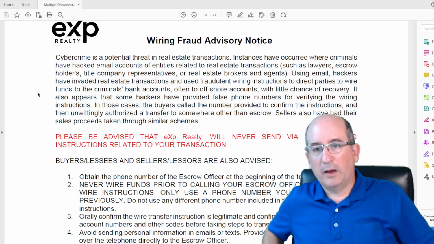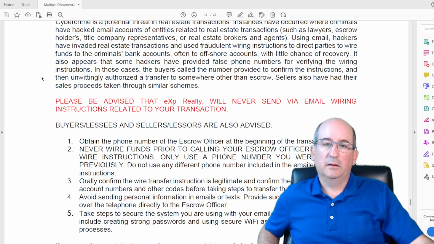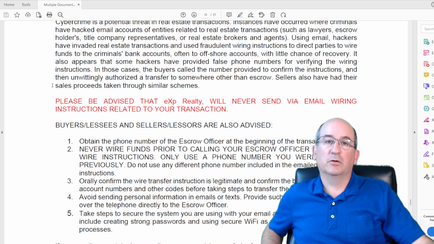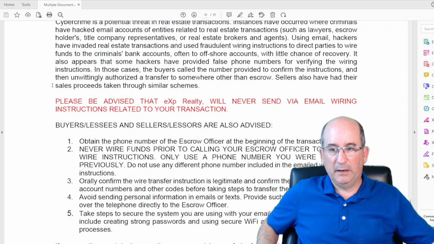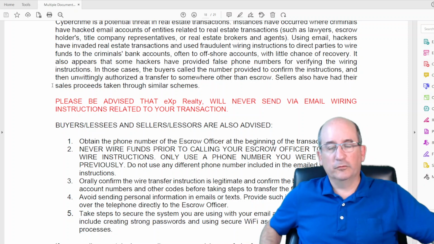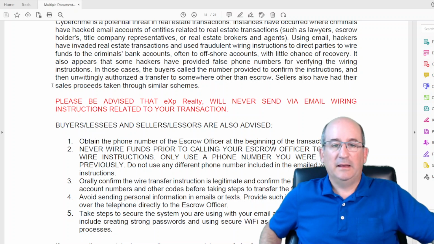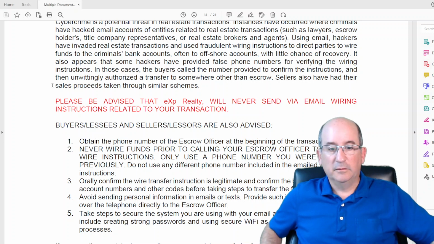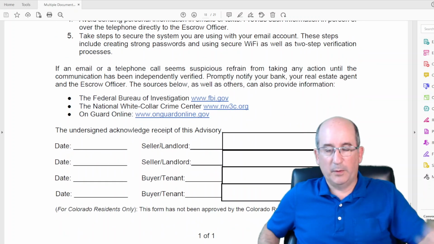But this one is a fraud advisory notice. Again, look through this and read it and make sure you understand. The way I describe it is eXp Realty just wants you to know that if any time in this transaction or others you deal with wiring money, those instructions should be given to you in person or over the phone, not by email, because email can be hacked. And once you wire your money to the wrong place, it's gone. So sign this and I'm going to give you a copy. Questions? Read it again or check the websites.